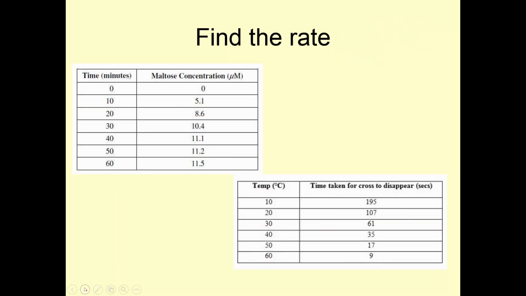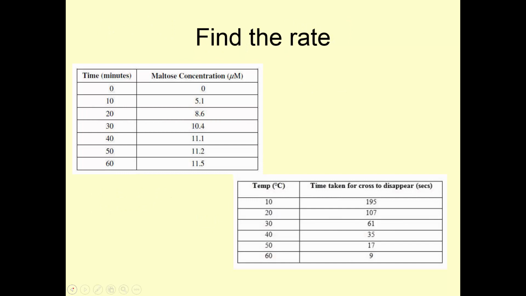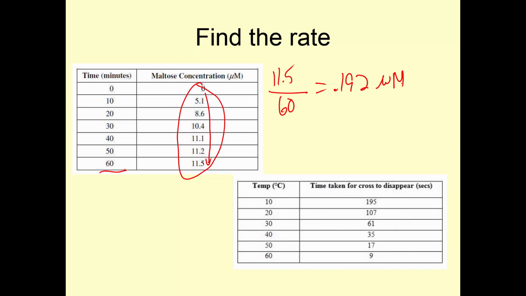So here's an example: maltose concentration in micromolality, and time in minutes. If we want to find the rate, it's the change in this over time. The change in concentration is from 0 to 11.5, so that is 11.5 over time 60. 11.5 divided by 60 is 0.192 micromolal per minute.